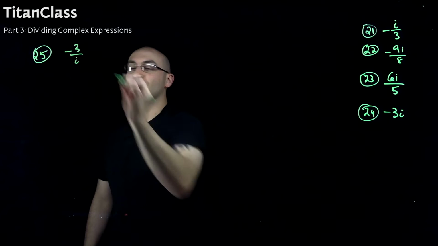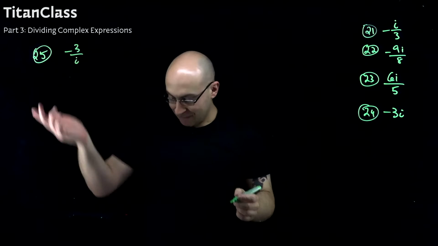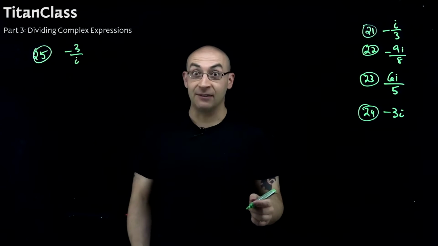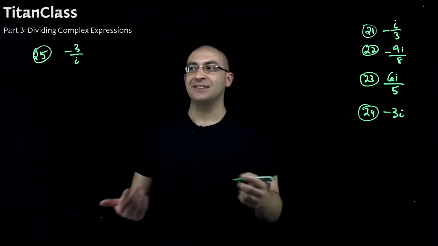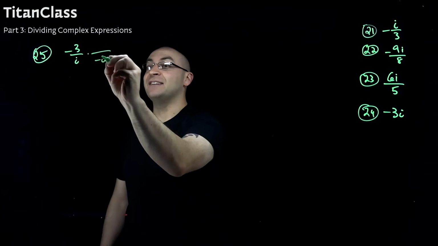I couldn't make this up. The program actually just did that. So the last problem we did was 3 over i, and it's literally right in front of me. And the next one's negative 3 over i. How stupid, right? All right, so this is a negative i and a negative i.